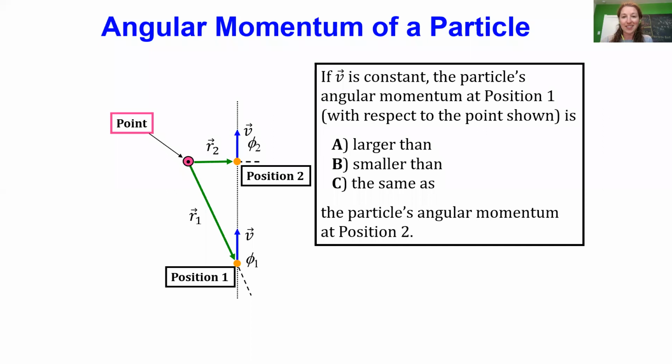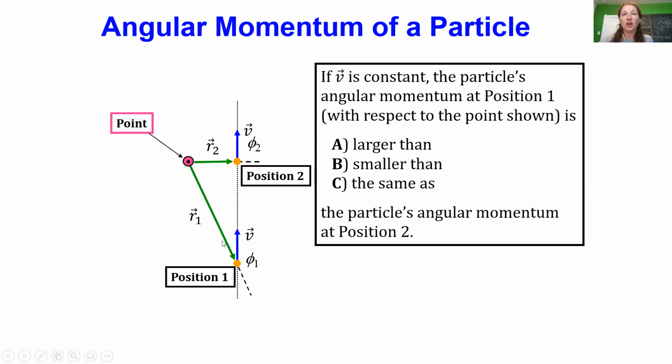Now that you've had a chance to think about it on your own, let's try and answer this question together. So we're looking at a particle that goes from position 1 to position 2. It's translating in a straight line. And we want to know how the angular momentum when the particle's at position 1, about this point, compares to the angular momentum at position 2, about the very same point.